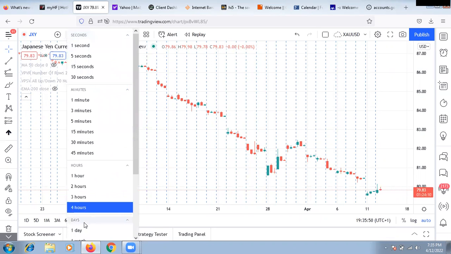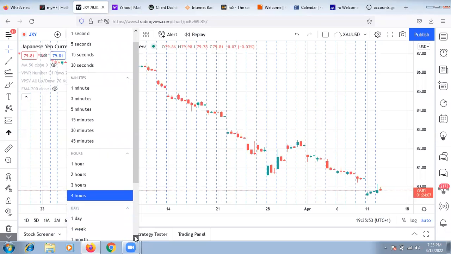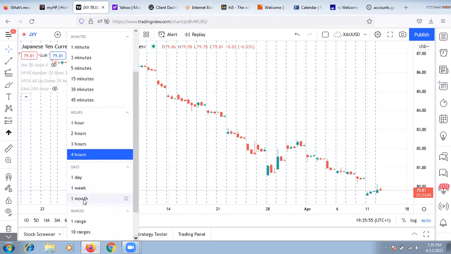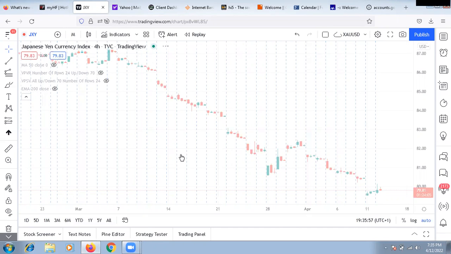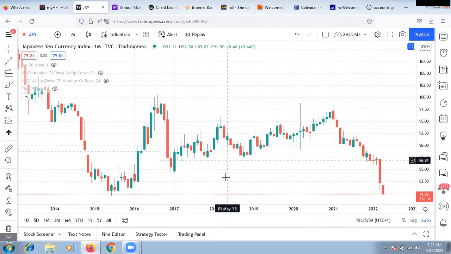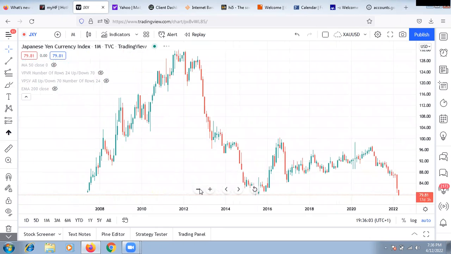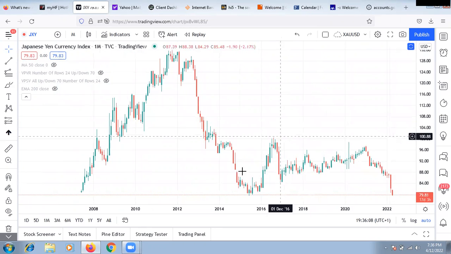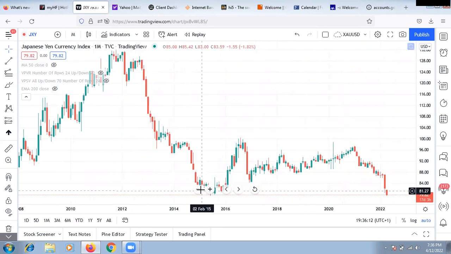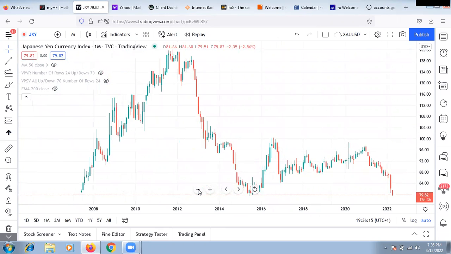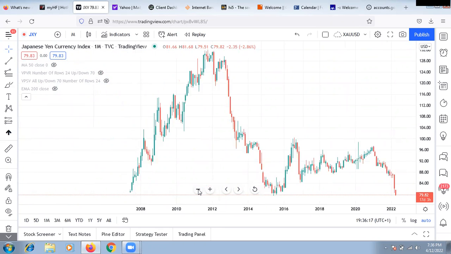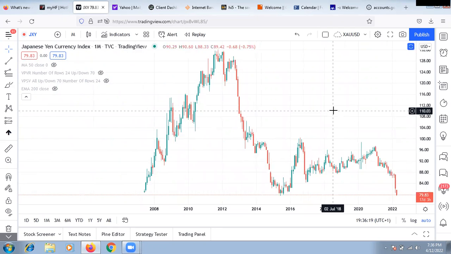I would quickly want to switch to the monthly time frame for us to have an idea of what we are looking at here. So this is the monthly time frame, and let me zoom in. Okay, so this is the entire history of this particular index, for us to know what exactly we are dealing with.